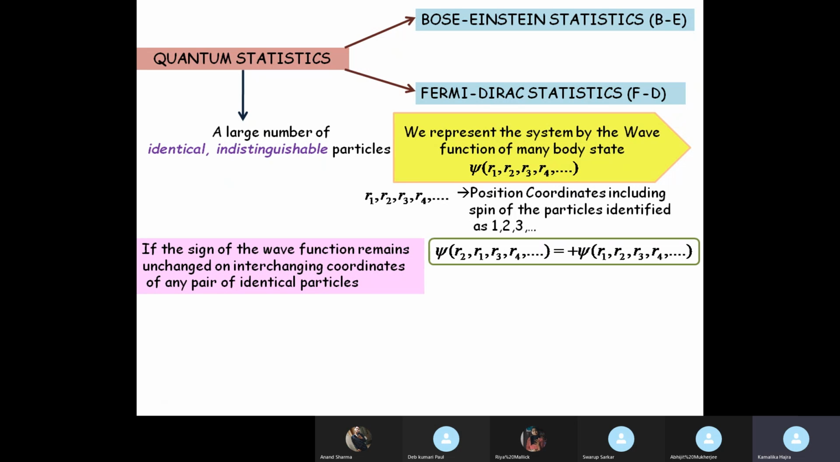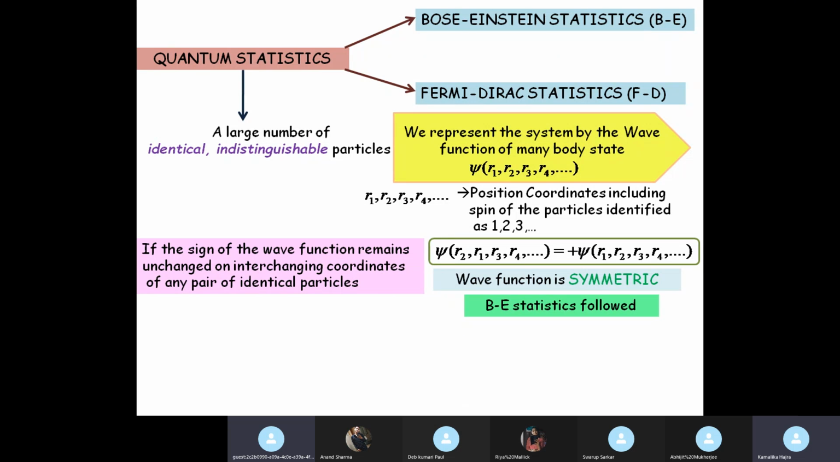Okay. See, I've changed R1, R2 to R2, R1. Then we say the wave function is symmetric. This is what we mean when we say the wave function is symmetric. If the system is symmetric, then the statistics that is followed is Bose-Einstein statistics.